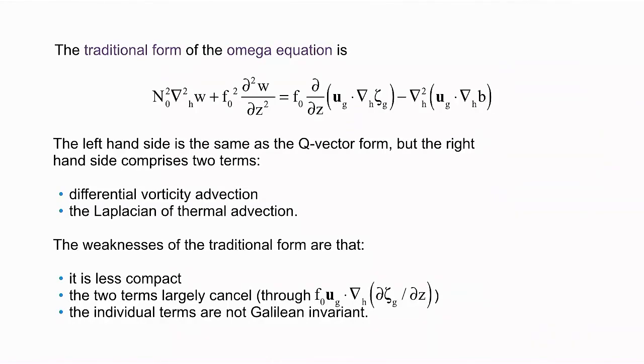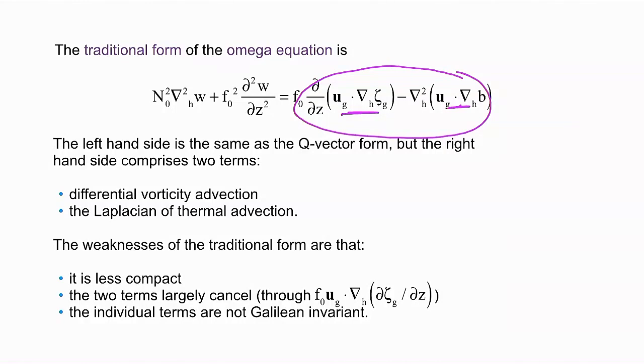The Q vector form of the omega equation is sort of the modern form of the omega equation. The omega equation was derived 100 years ago, or something like that, and there are generalisations of it as well. It was originally derived in this form. It had two terms. One is the vertical derivative of the advection of the relative vorticity, and the other one is the Laplacian of the thermal advection.